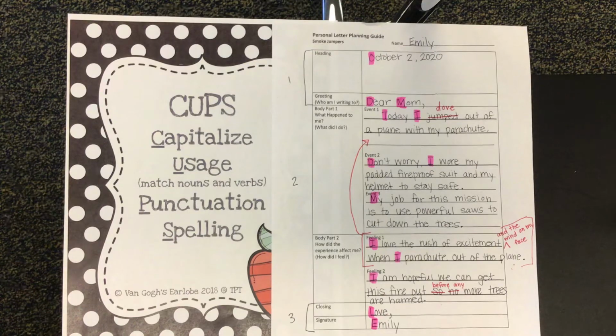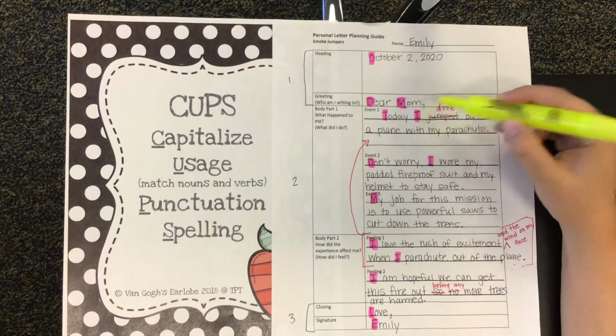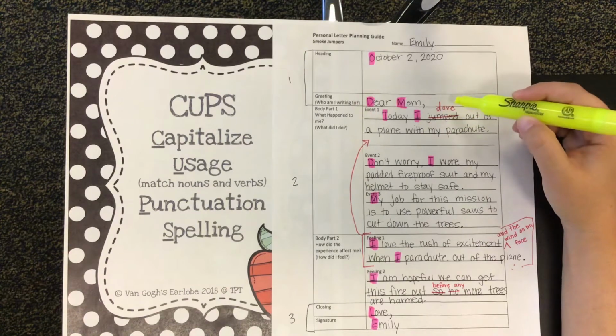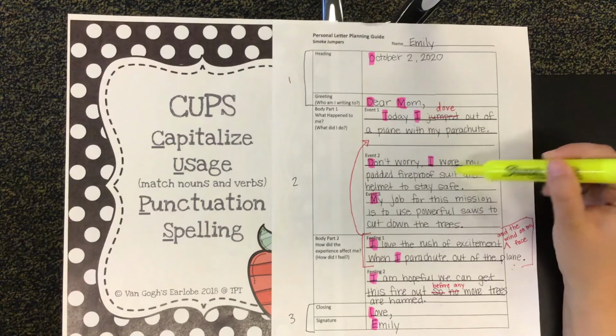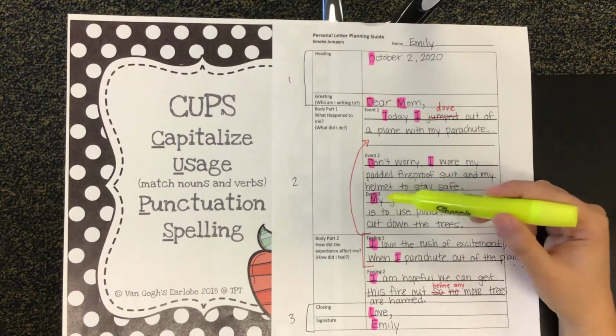Now I'm ready to move on to my usage, and that's checking to make sure every sentence has a subject and a verb, an action. So I'm going to go through and check. Today I dove is the verb, right? That's the action. Don't worry, I wore my padded suit.